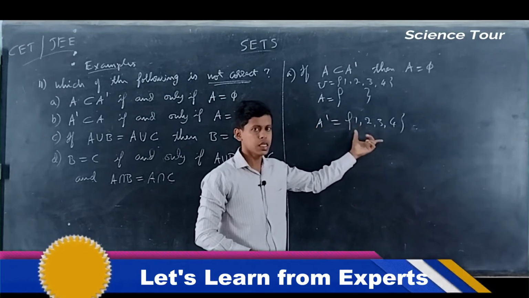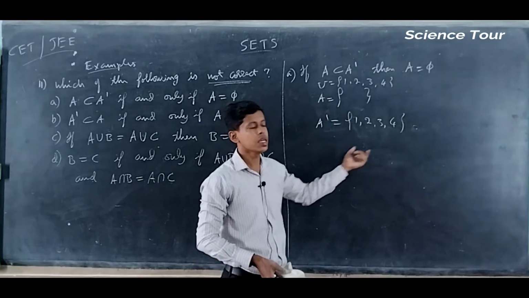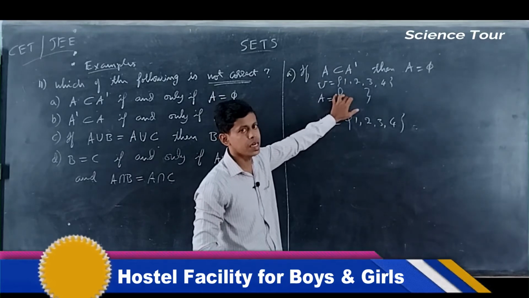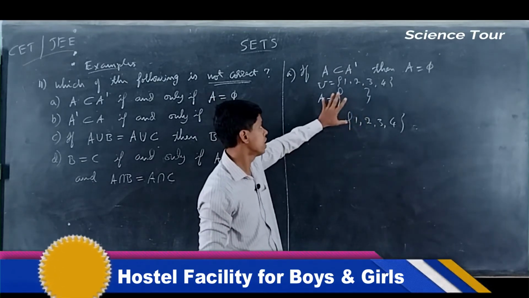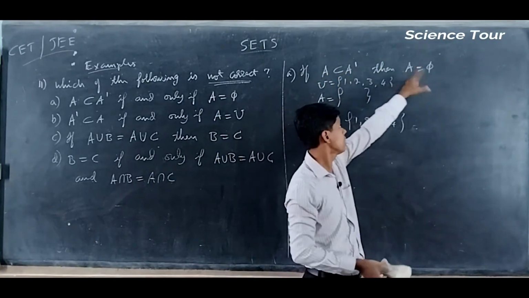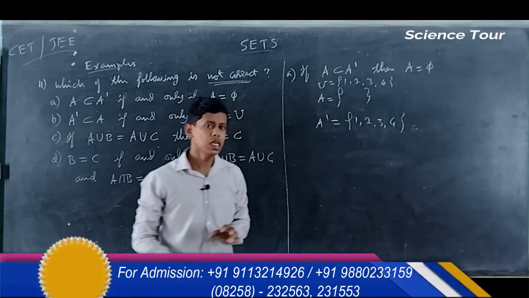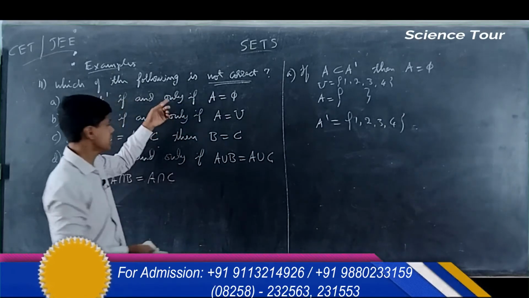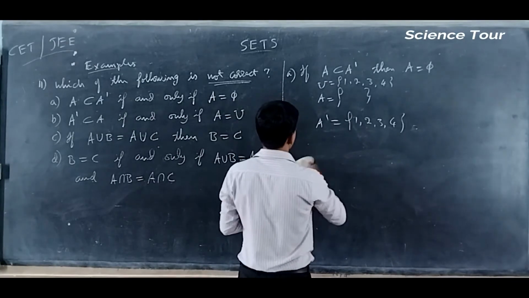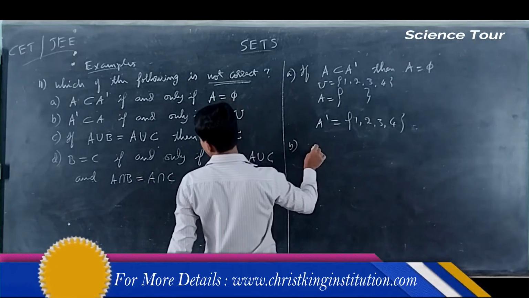Take any set, what will be its trivial subsets? The trivial subsets will be the null set and the full set, correct? So trivially, the empty set is a subset. So only if A is a subset of A dash, then A will be empty. If A is empty, then it will automatically be a subset. So what they are saying in the first statement is correct.